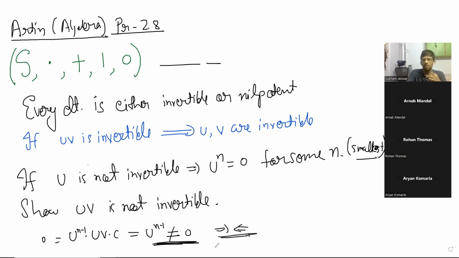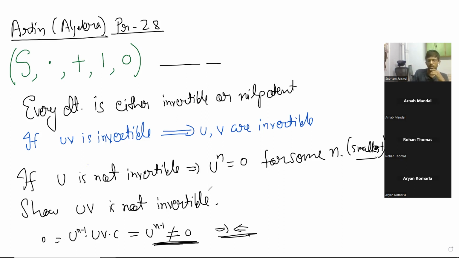So what do we contradict? Wait, other people, Arnav and Rohan. So where is the contradiction? Think and tell. 0 is not equal to 0. So we have a contradiction.